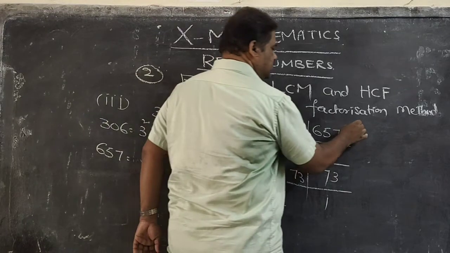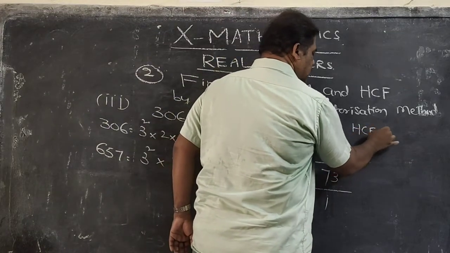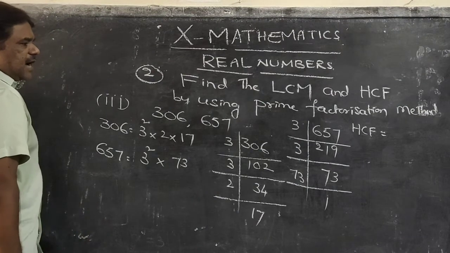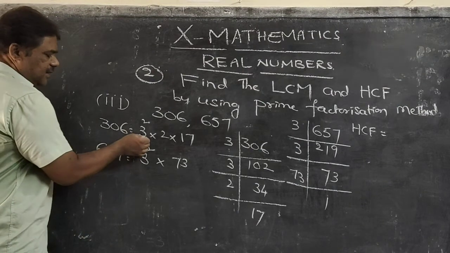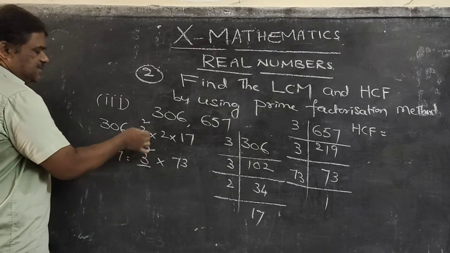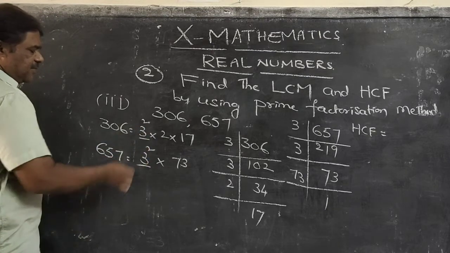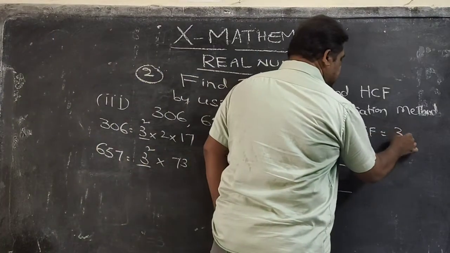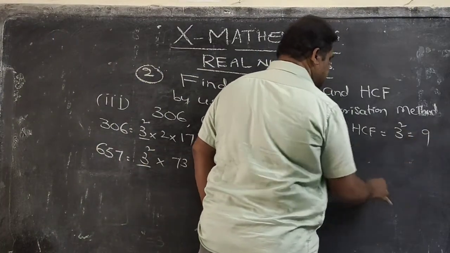Now HCF means you have to take common factors with less power. Here 3 is common in both with less power. Of course both are having same power, so we should take common factors with less power, that is 3 square. 3 square means it is 9.